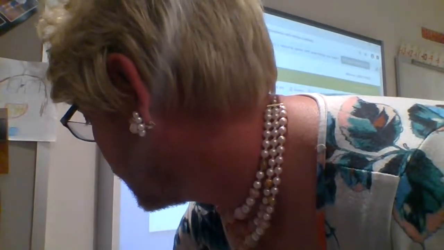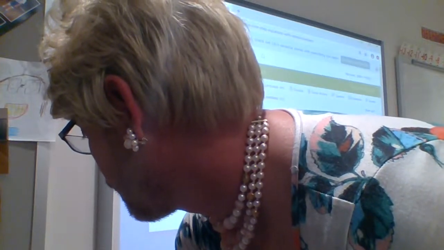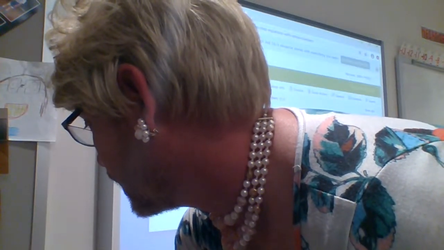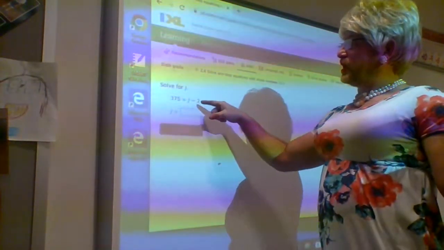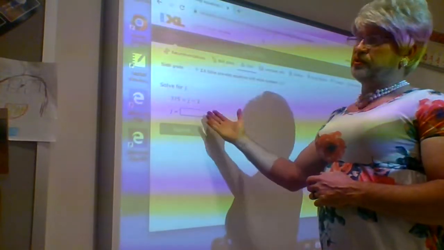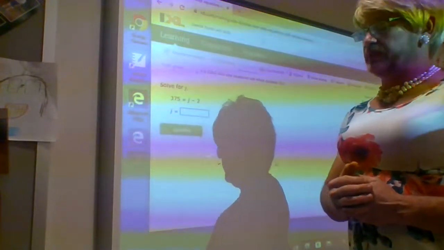I'm going to go ahead and level up. Looks like it's jumping to 81% before they do anything different. Okay, 375 equals J minus 2. It says subtract 2. I go to the other side and add 2. So 375 plus 2 is 377.